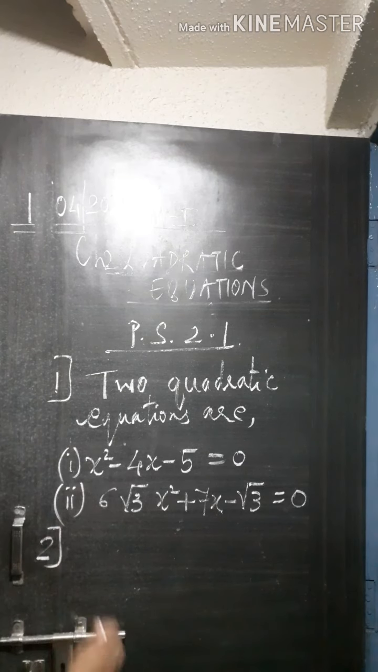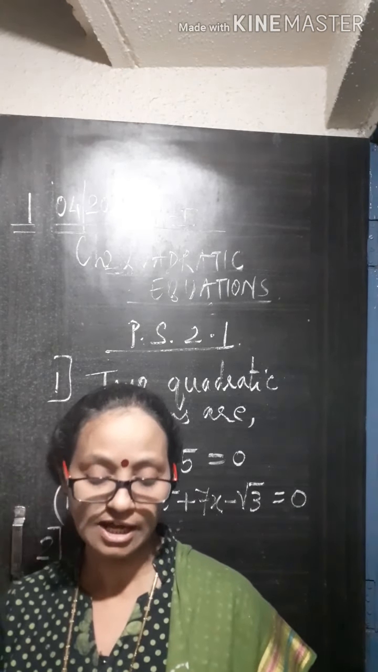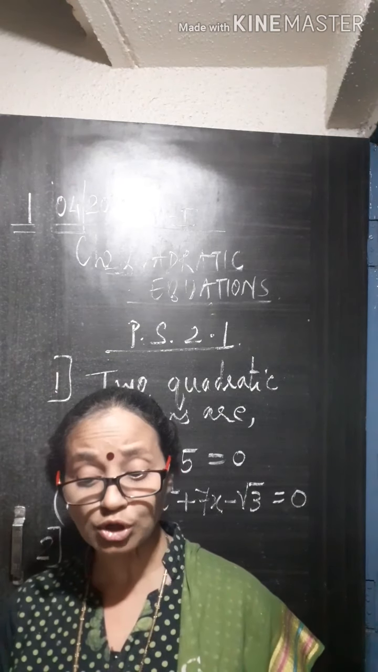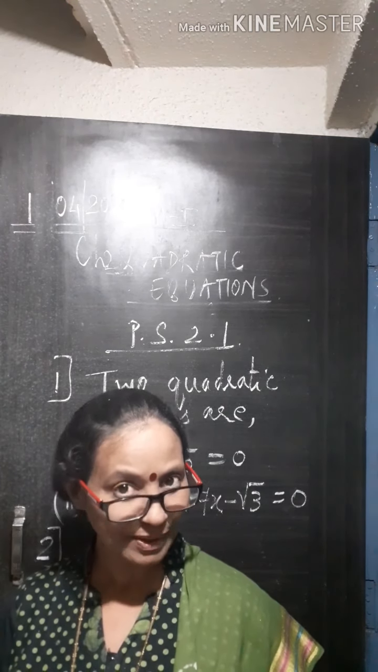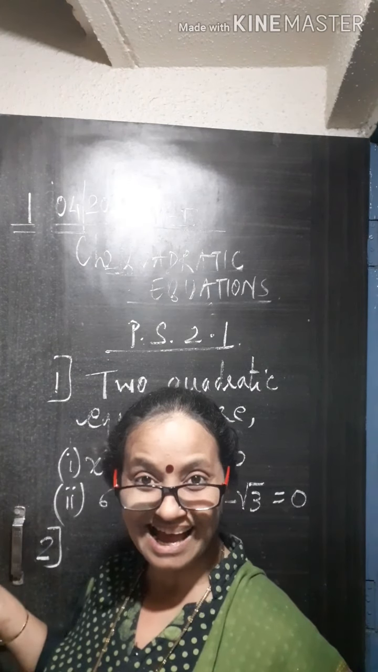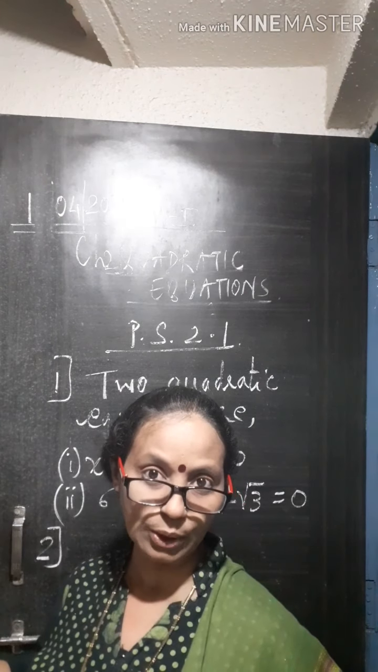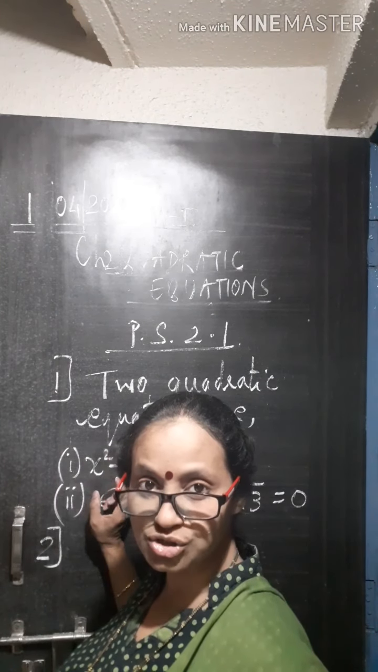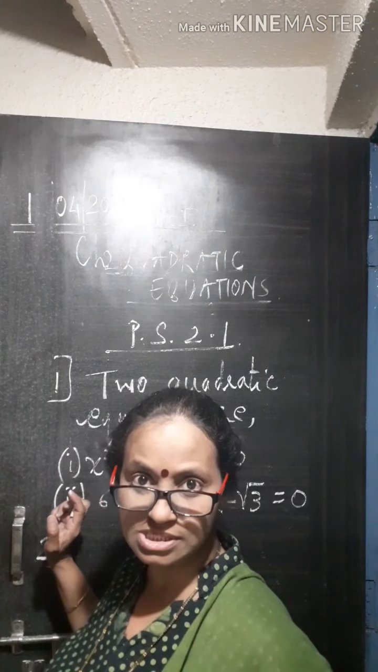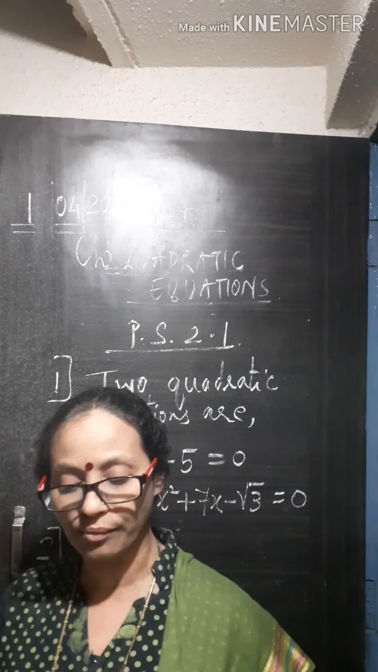For the second question, please go through the question in the pic I have sent you. Decide which of the following are quadratic equations. This particular type of question we have already done. So here what we are going to observe is whether the equation satisfies the definition, the standard form, and the conditions of quadratic equations. If it satisfies them, it is a quadratic equation. If it does not, it is not a quadratic equation.